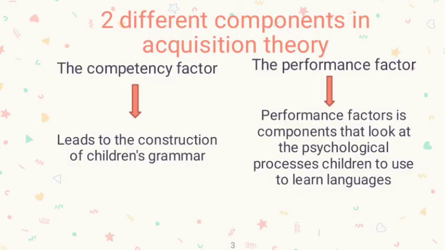Chomsky based his theory on the idea that all languages contain similar structure and rules, universal grammar, and the fact that children everywhere acquire language the same way. There are two different components in acquisition theory. The first, the competency factor, leads to the construction of children's grammar. The second, the performance factor. Performance factor is the component that looks at the psychological processes children use to learn languages.